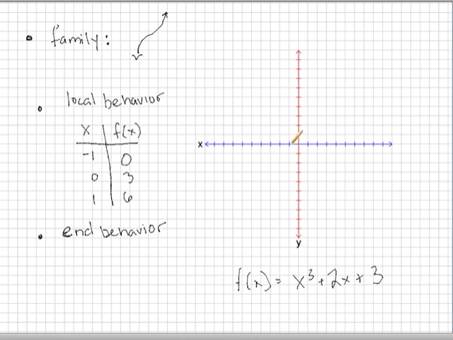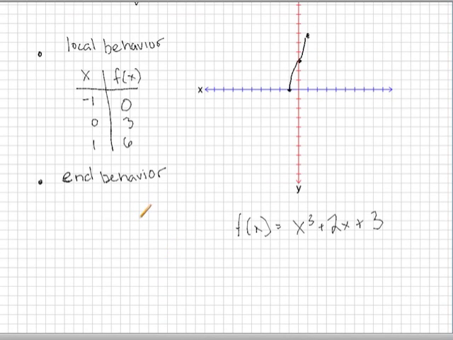So we're just going to go ahead and graph those points on our graph. -1, 0, 0, 3, and 1, 6. And we're going to connect in between these points with our squiggly shape. So that's kind of what's going on as we're close to the origin.